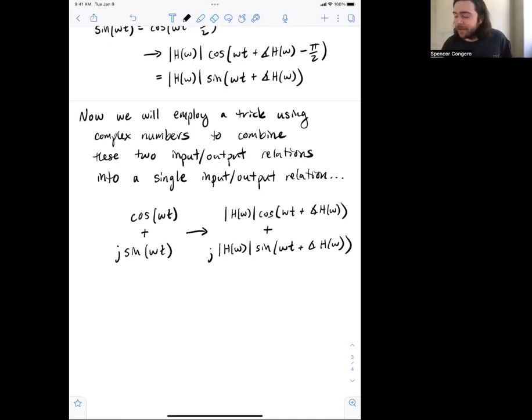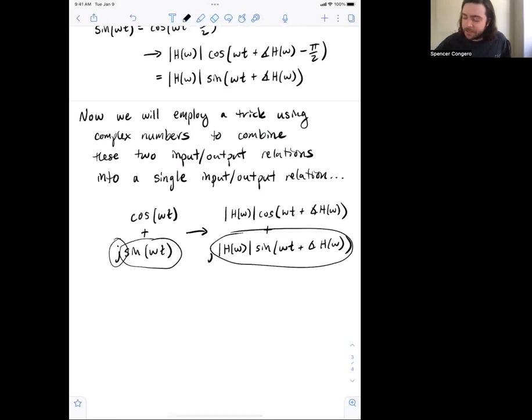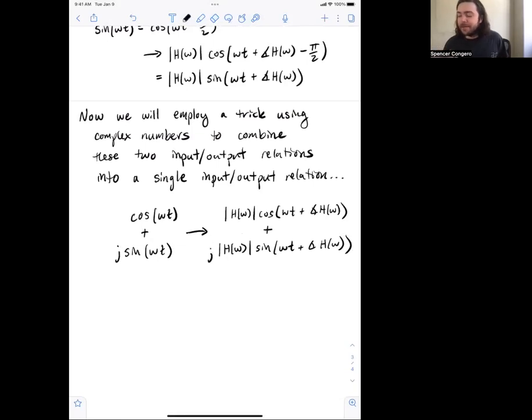The way to think of this is, if I ever take the real part of the input and output here, I'll get a property I know is true. And if I ever take the imaginary part, I'll get a property I know is true. Remember, the imaginary part does not include the j. So if I take the imaginary part of the input and output, this input-output relation is also true: sine gives me that expression on the right. That's what we just proved. So we're using complex numbers to encode these two properties into one large input-output relationship.